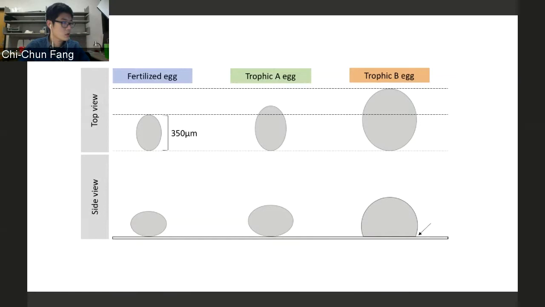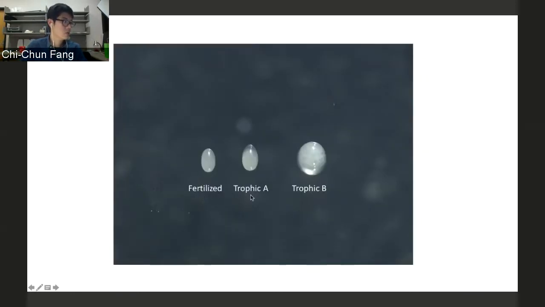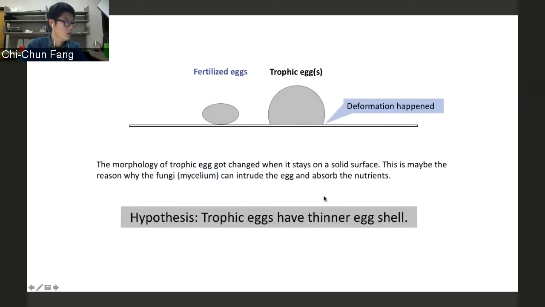And here is the cartoon figure to show 3 types of eggs. The first one is the fertilized egg, the regular egg, the 2N egg, and the second, we call trophic A, and the third is trophic B. Here's the actual figure for fertilized, trophic A, and trophic B. I'll have more footage to show you how I distinguish whether an egg is trophic A or trophic B. So let's focus on trophic B first.